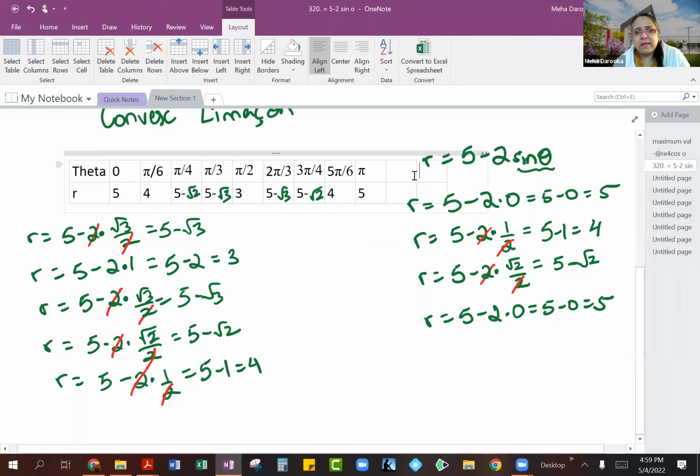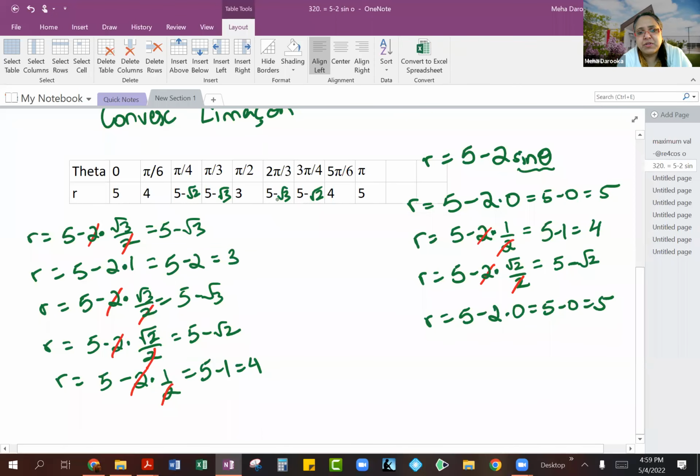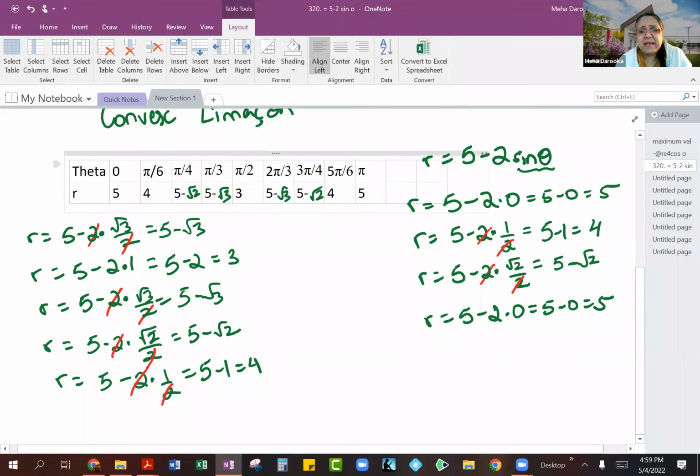So we know for multiples of pi over 4, so at 5 pi over 4, 4 pi over 3, you're still going to get similar answers to these, 5 minus square root of 3, 5 minus square root of 2. They will change to positive, so it'll become 5 plus because your sine value becomes negative. But I actually wanted to show you where the maximum value is going to happen for this function over here, because we actually have not hit the maximum value yet. So let's look at where the maximum value will happen.